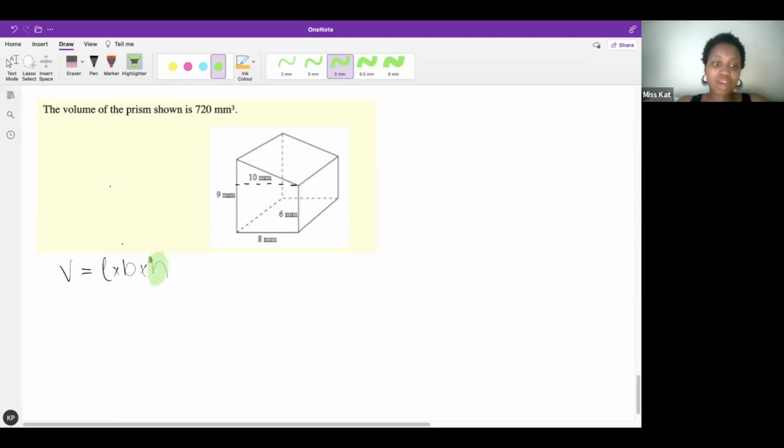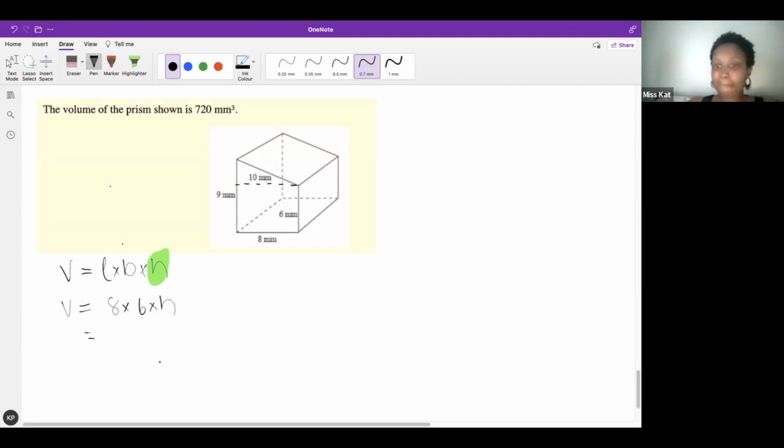Okay, so we don't have the height at this point, right? So volume is, what's my length and breadth that we have? What is my length and breadth for this small shape, guys? 8 and 6. So we're going to have 8 times 6 times height. And 8 times 6 is how much? So we have 48H. Okay, so this is equation number 1.